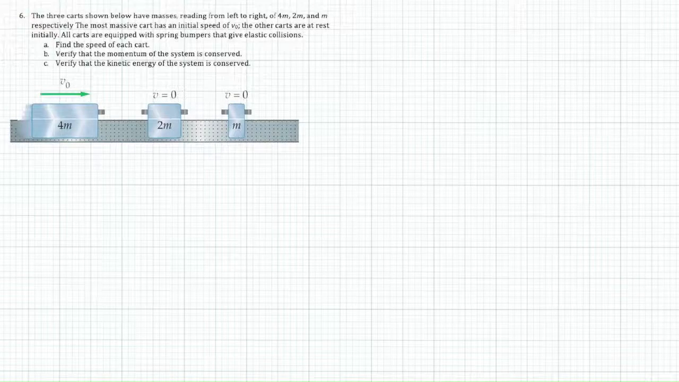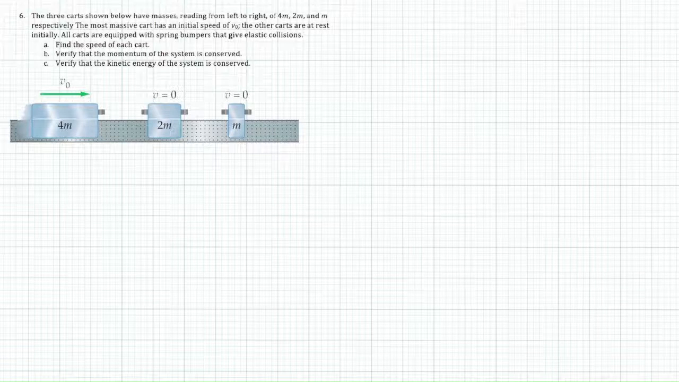Welcome back, everybody. Well, this is what appears to a lot of people to be the hardest problem, and it is kind of long, but it's long only in that it's a little tedious. But it really isn't that hard at all. This is the last of our problem set that's due before the test. This is number 6 on chapter 10, homework number 5, question number 6.